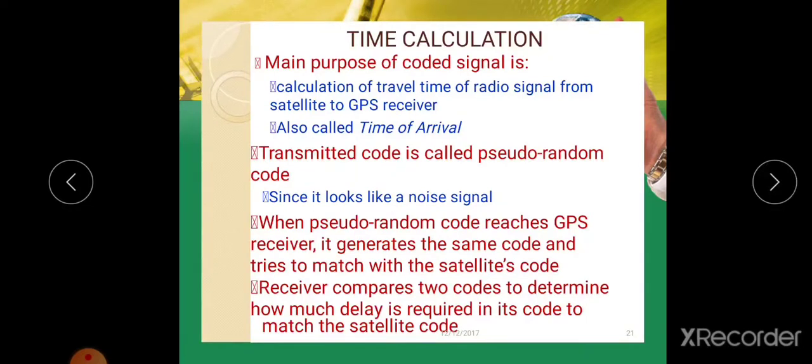And for time calculation, the main purpose of the coded signal is calculation of the travel time of a radio signal from the satellite to the GPS receiver, and also the time of arrival. The transmitted code is called pseudo random code since it looks like a noise signal. When the pseudo random code reaches the GPS receiver, the receiver generates the same code and tries to match it with the satellite's code. The receiver compares the two codes to determine how much delay is required in its code to match the satellite code. So that delay is determined.